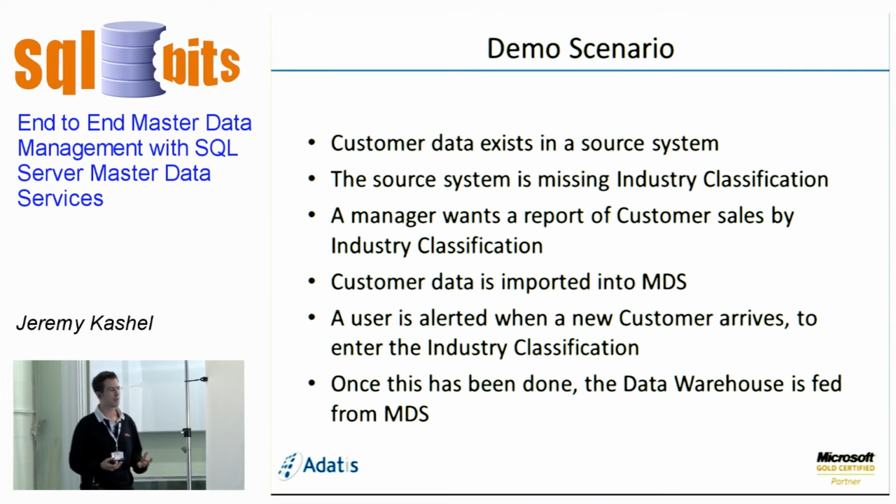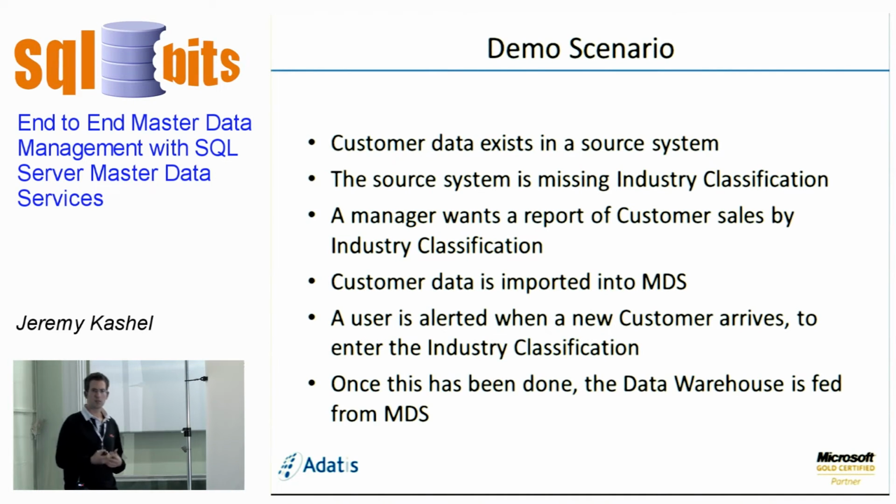The scenario I'm going to present is that we're doing an incremental import. So we've already imported some data, and we're going to import some more. And then what we want to happen is we want a user to be alerted when that new customer arrives. We want to mark that member quite clearly as invalid because it's missing information, and we want to set up business rules to ensure that the member is not valid until the validation process and the industry classification have been completed.